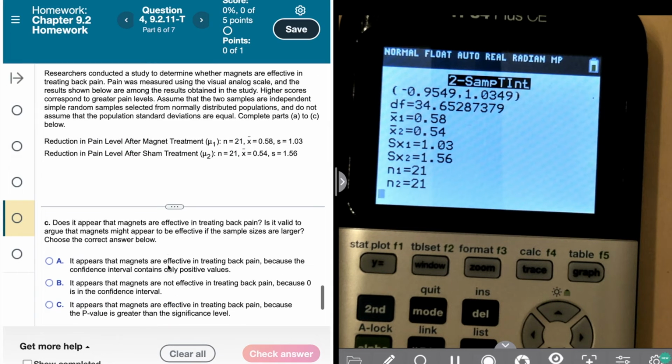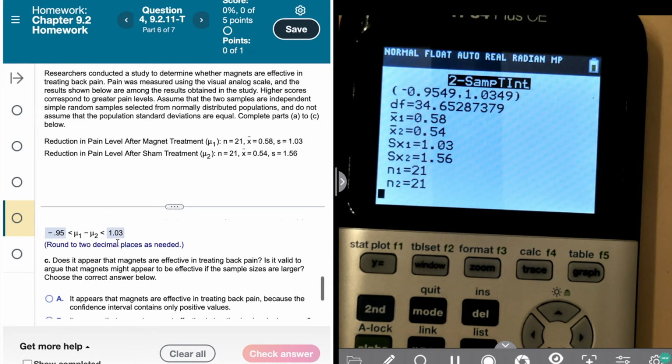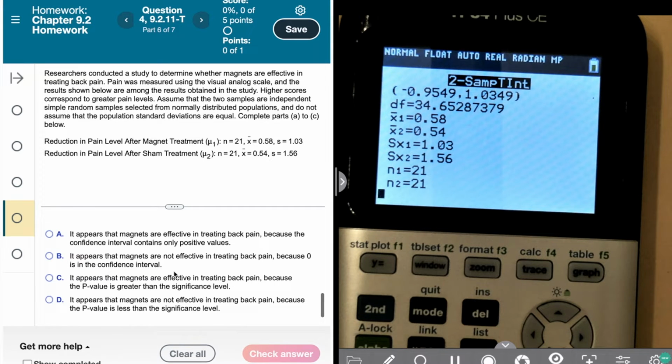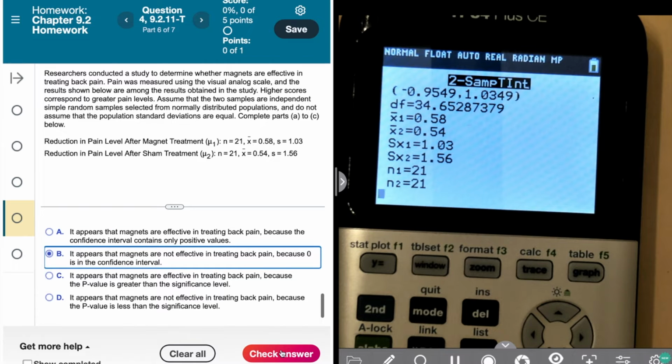All right. And so once again, that confidence interval does contain 0, which means it's plausible that there is no difference between these two. All right, so it appears that magnets are not effective because 0 is in the interval. All right, that sounds right.